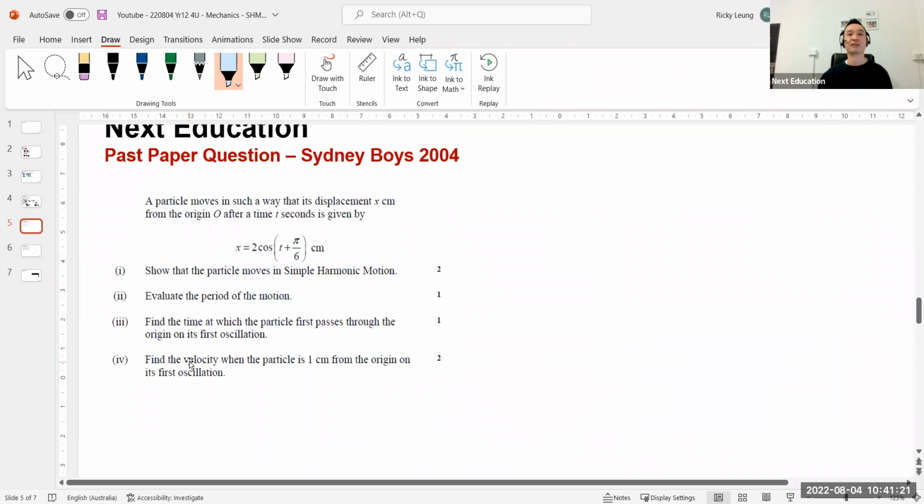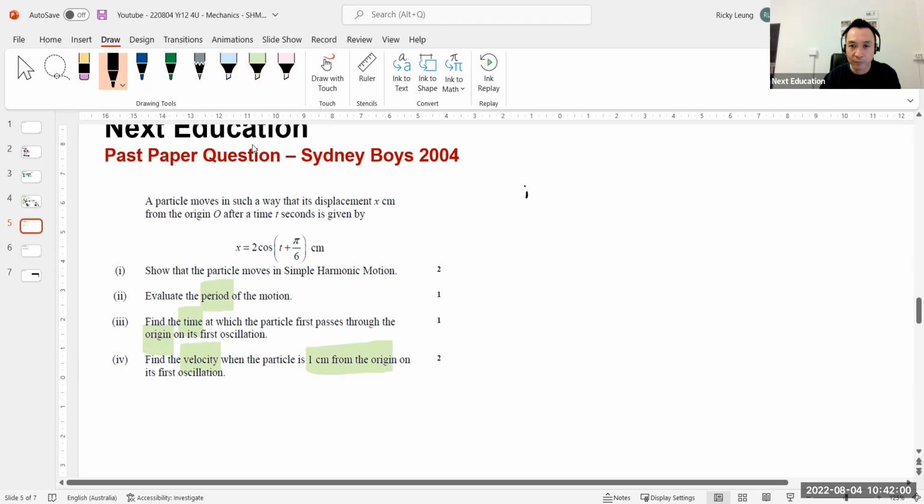This one here is traditional, right? You'll generally get a question that looks like this, where they go, okay, here's a particle. Show. Now, 2 marks sounds like a lot. Normally it's just 1 mark these days, but show that it moves with simple harmonic, piece of cake. Period, first time, well, let's highlight these buzzwords, right? Period of motion, find the time the particle first passes through the origin, x equals 0, on its first oscillation. Velocity, when the particle is 1 centimeter from the origin, right? So all of these things just give us information to sub in.